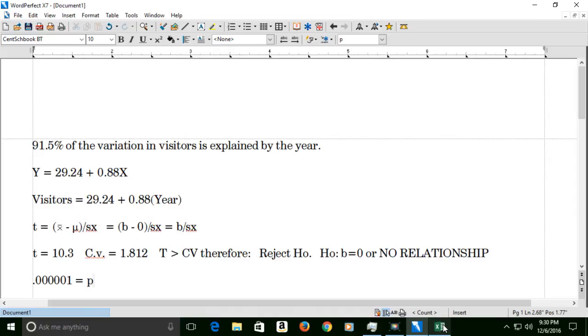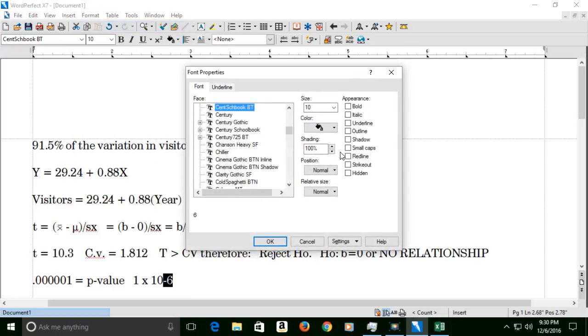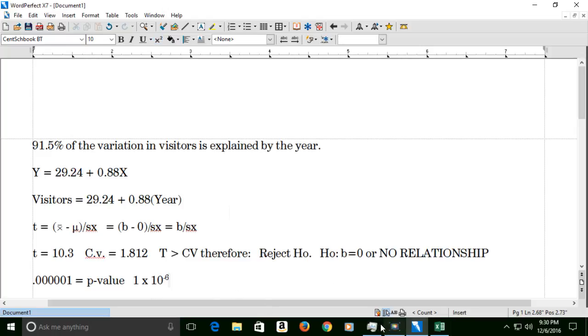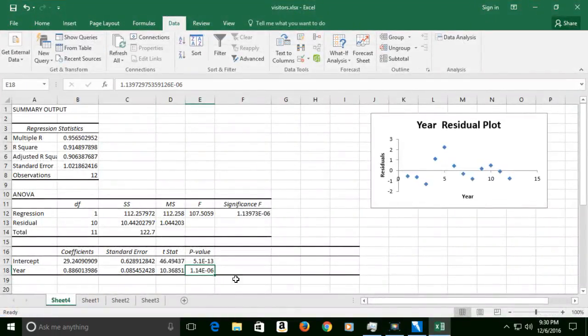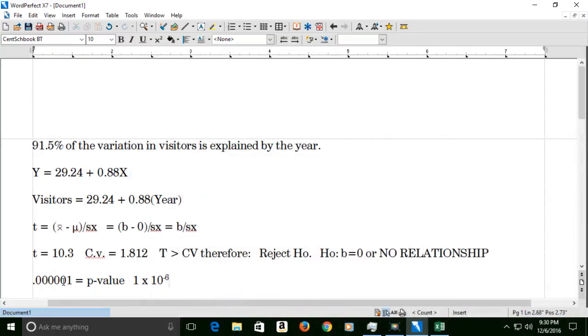That's the p-value, right? It's really 1 times 10 to the minus 6 power, and we can make that minus 6 power because we know what we're doing. Okay, that's what that is. That 1.14 e to the minus 0.6 is that. For this to be a reject, that p-value has to be less than 0.05.